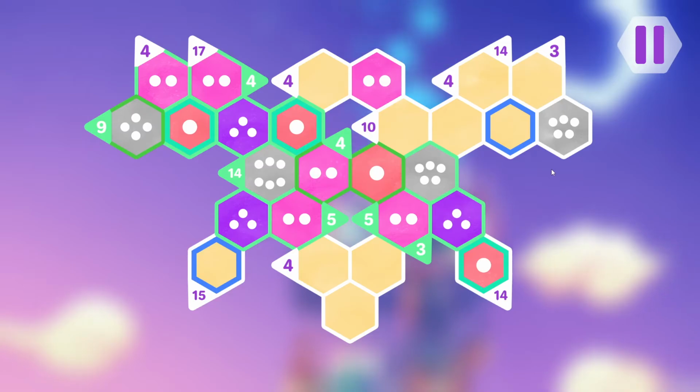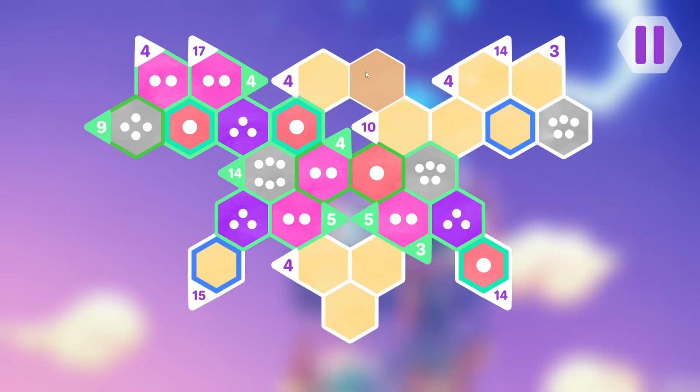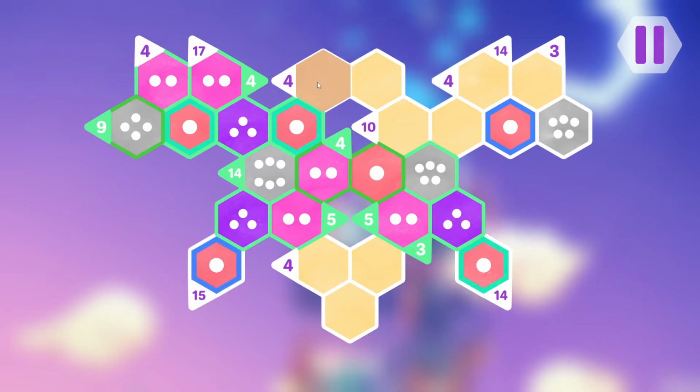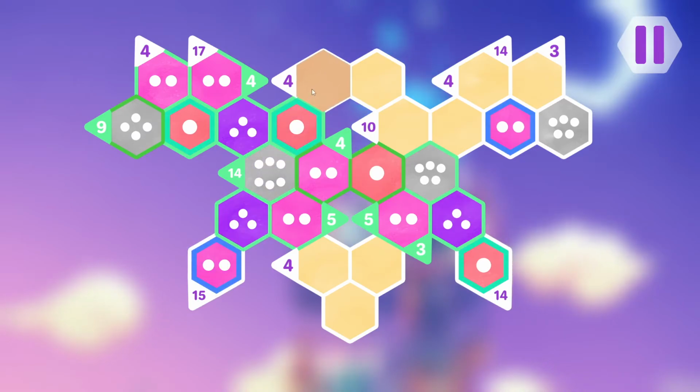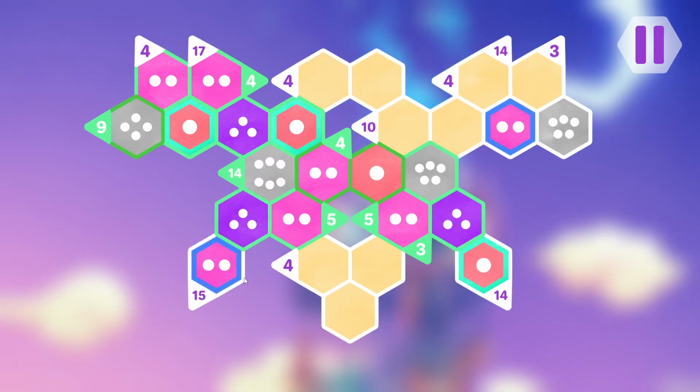So if this is 1, then this will be 3, and this... Oh, no. This will be 1, which will make this being like 4, so it can be. So it cannot be 1. So this is 2. And if this is 2, then we have 5, 11, 12. We have... No. This will be 2.